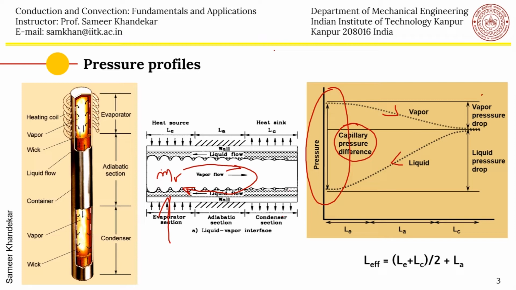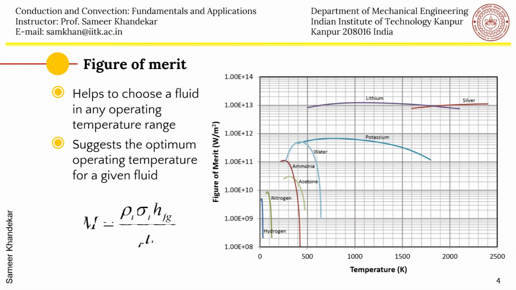Now the first question which we have seen in the last lecture, that you have to choose the working fluid as per the operating temperature at which you would like to operate the heat pipe, and therefore which fluid to use, and how will it be useful in a particular temperature range, one can do with a figure of merit. So this is the first thing to do, which fluid to use for a given application.